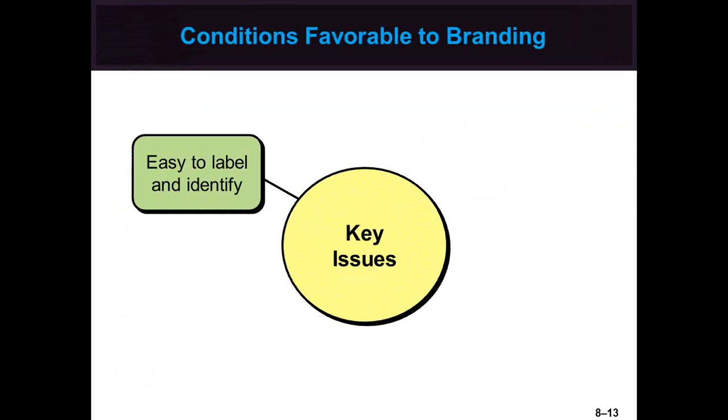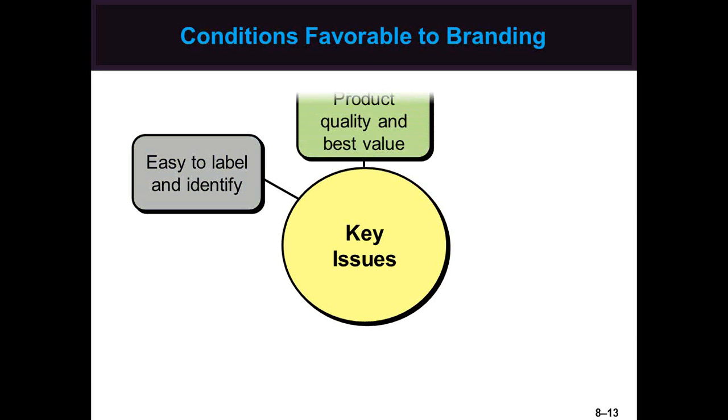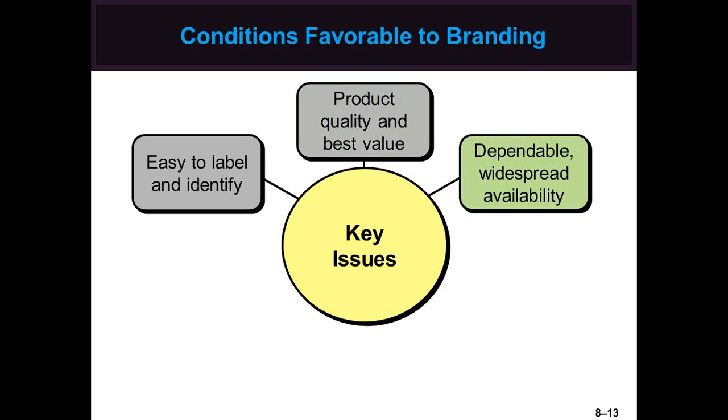There are several conditions favorable to successful branding. The product is easy to label and identify by brand or trademark. The product quality is easy to maintain and is the best value for the price. Dependable and widespread availability is possible.